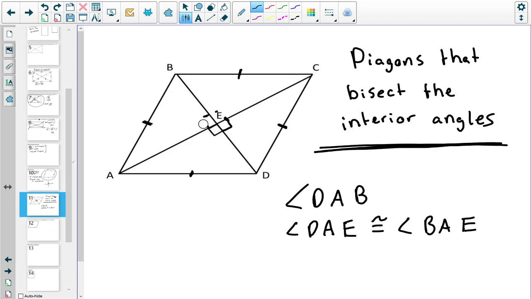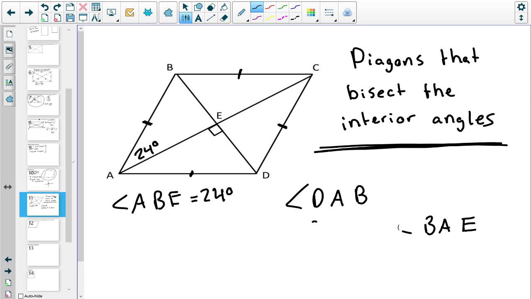Let's just do it here. Let's say you have a measurement here, something like 24 degrees. And you want to know, what does the whole angle equal? If you know that angle ABE equals 24 degrees, and you want to know what angle DAB equals, how do we get that?